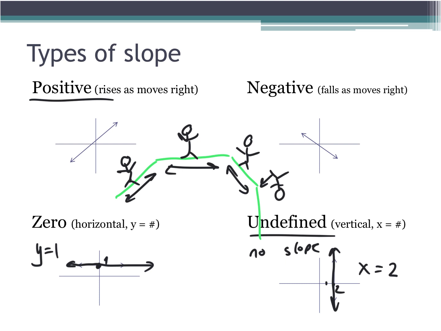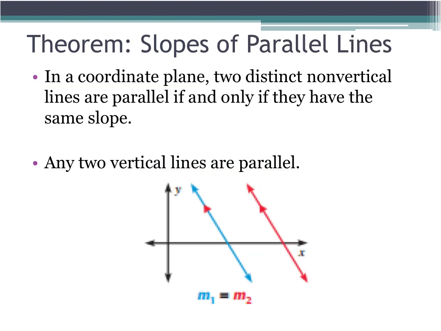So if it helps to just remember, if the guy can walk up and down the slope, it means it has a slope. Even if he can walk on it horizontally, that is the slope. The moment the little guy cannot walk, which in this case is the undefined, he's falling off that cliff. That is no slope, it's undefined. Please memorize that. Now this is the theorem, slope of parallel lines.